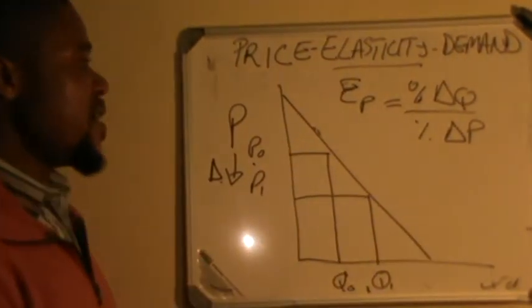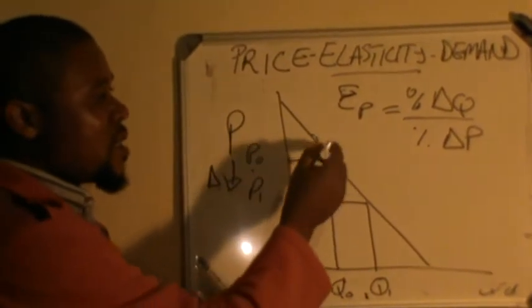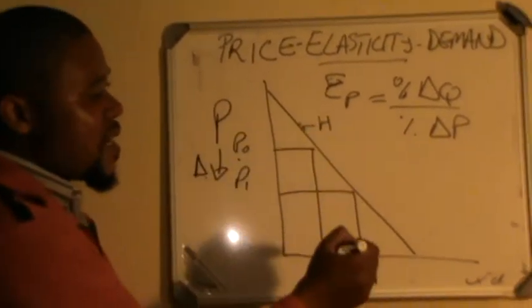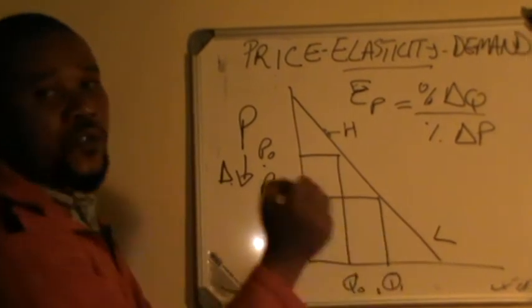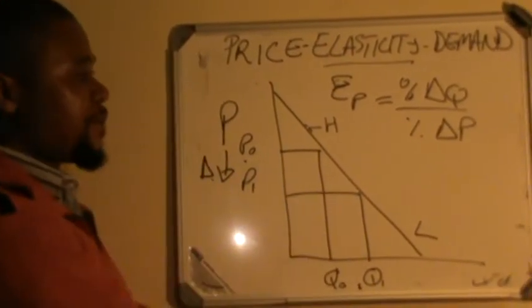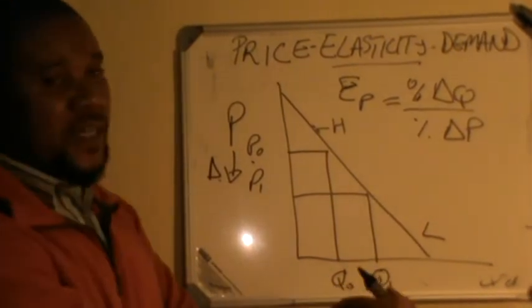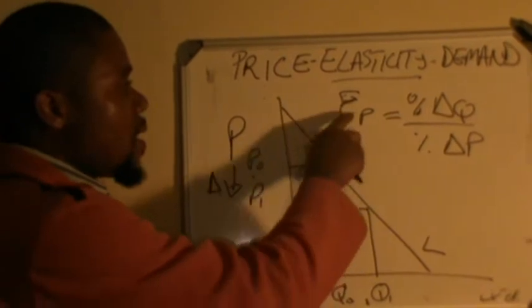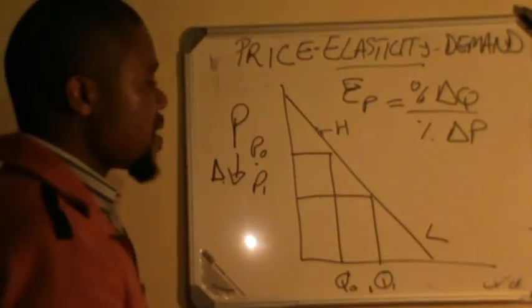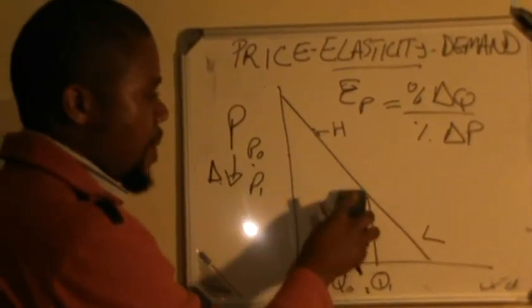I've already indicated to you that when we're dealing with the price elasticity of demand, we should also know that whilst here it is higher, there it would be lower. So it changes along the demand curve. And the reason really for that is because price elasticity of demand is measured in percentage terms.